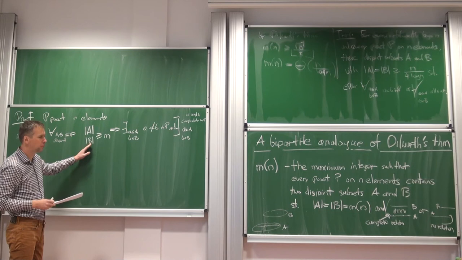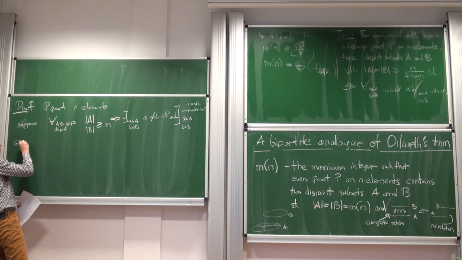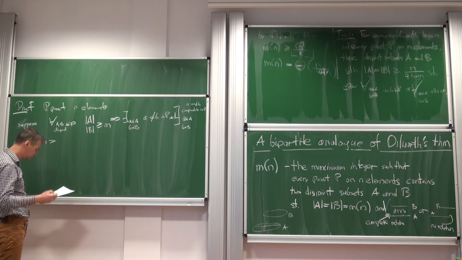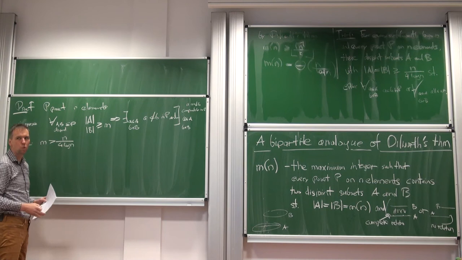Now the goal is to show that m must be large. Yes? So m is at least n over 4 log n. Yep. First relation should be incomparable, yeah?